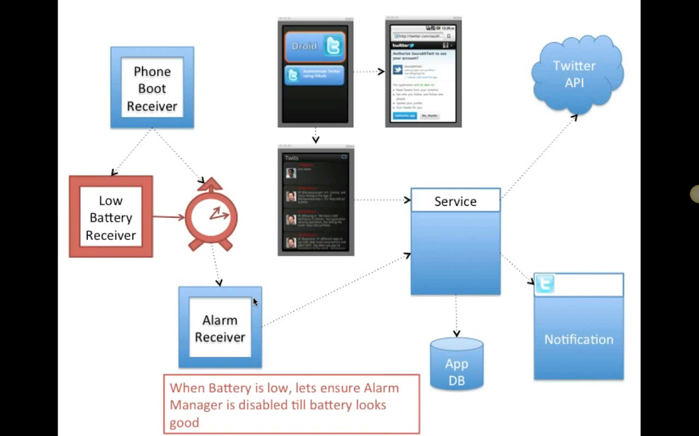That's what we are depicting in this screen, where the low battery receiver will disable the alarm receiver and say, okay, boss, you don't need to do this anymore. Just wait, because the battery is pretty low. And when the phone is put on charging and charges above 20%, the low battery receiver kicks in again, saying, okay, alarm manager, you can now start pinging the service to go ahead and fetch new tweets. So this is the overall architecture which we have in our case.